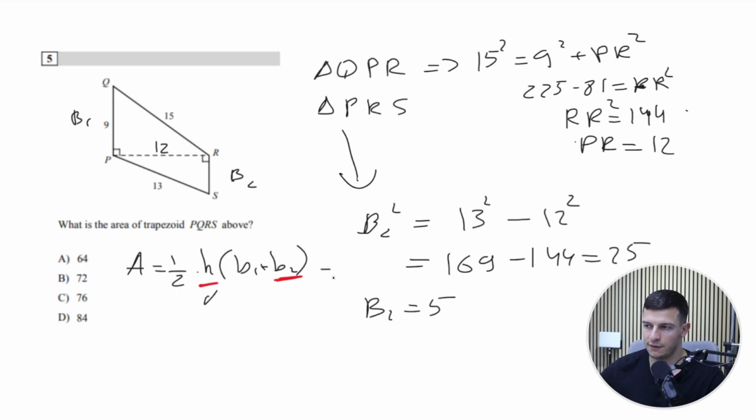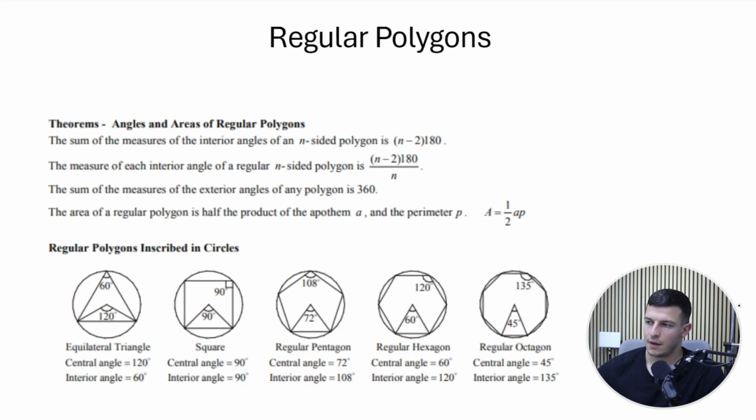So we can now finally find the area. So area is going to be equal to 1 over 2 times height, which is 12, times B1, which is 9, plus 5. So 12 divided by 2 is 6, times 14. And I don't know, what's 6 times 14? 6 times 14, 4, 8... 84.